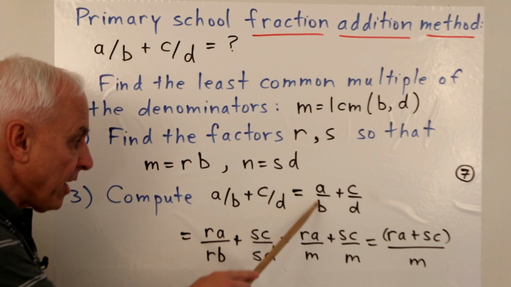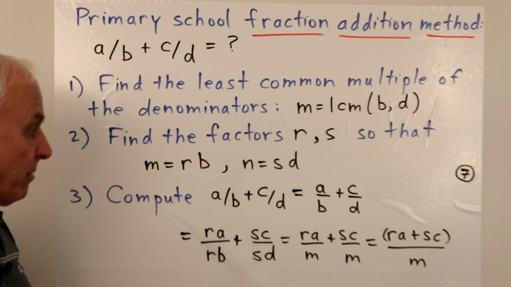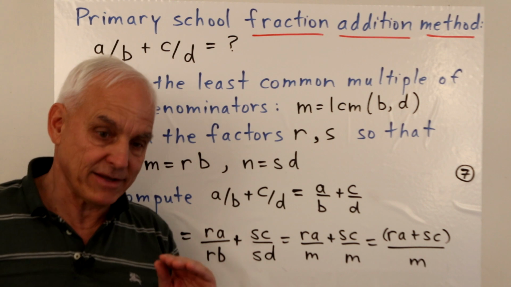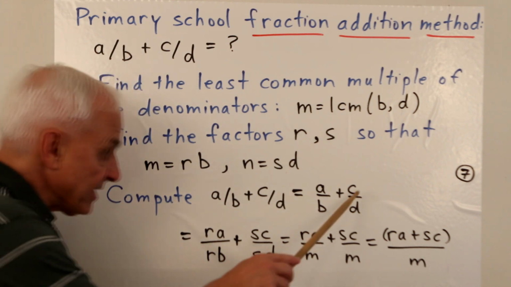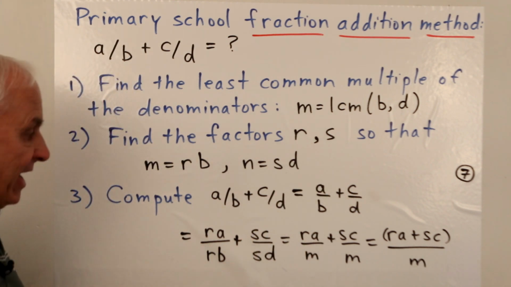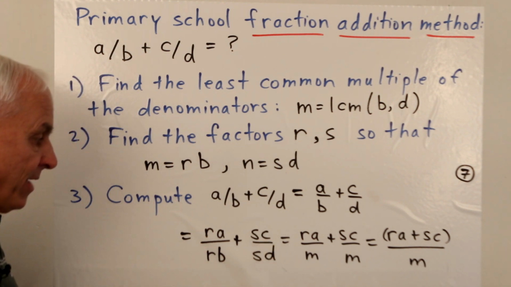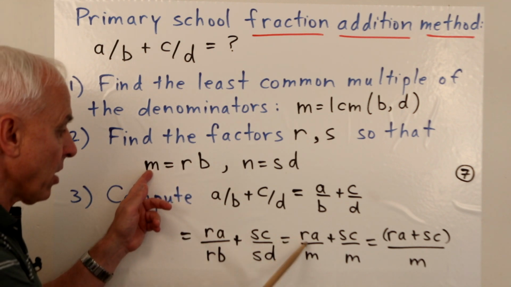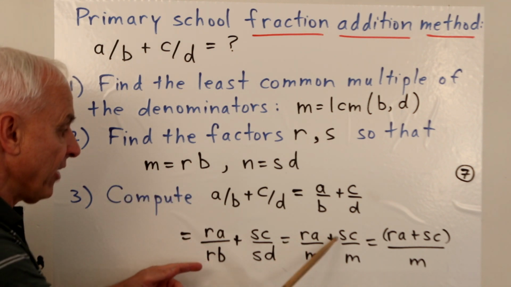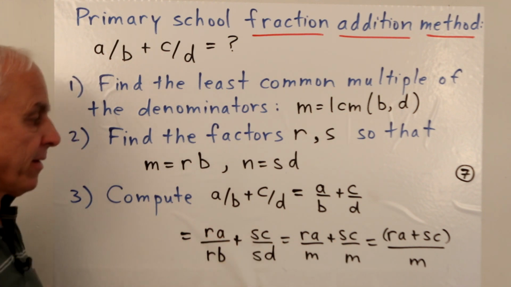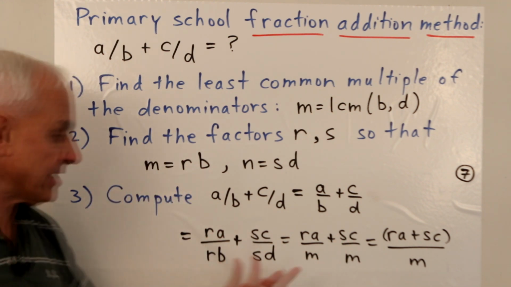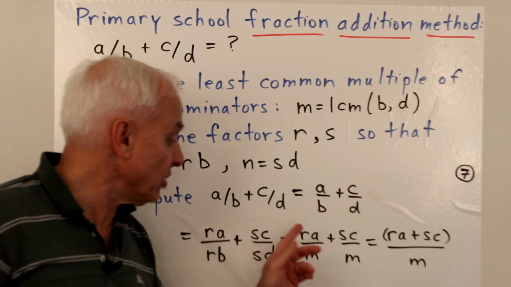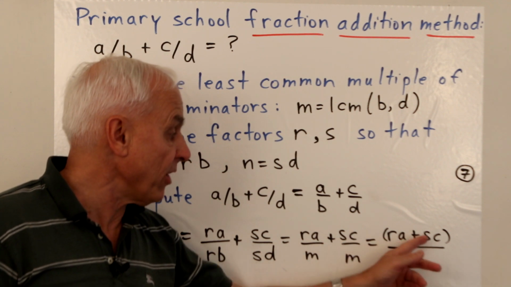Then we multiply the first fraction, top and bottom, by r, so ra over rb, and by the previous lemma, that doesn't change the fraction. And we multiply the second one, top and bottom, by s to get sc over sd. And then we use the fact that the denominators here are just m. So we get ra over m here, plus sc over m here. And then we use the other lemma that says that if the denominators are the same, then addition of fractions is very happy. You just add the numerators. So you get ra plus sc over m.